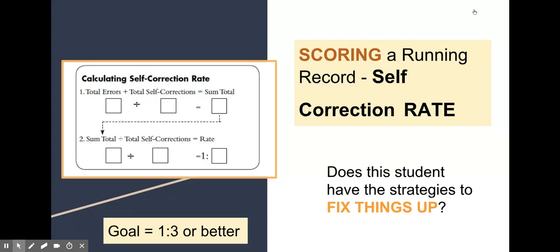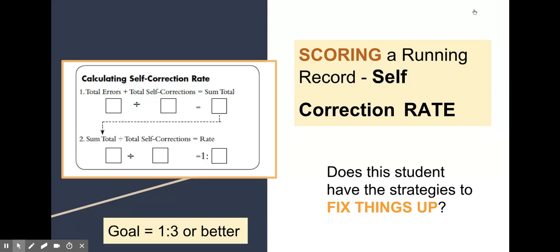Ideally, we want a ratio of 1 to 3 or better. Ideally, kids fix up 1 out of every 3 mistakes, or even better, 1 out of every 2 mistakes, in other words, half the time, or 1 out of 1 mistake, fixing things up every time.